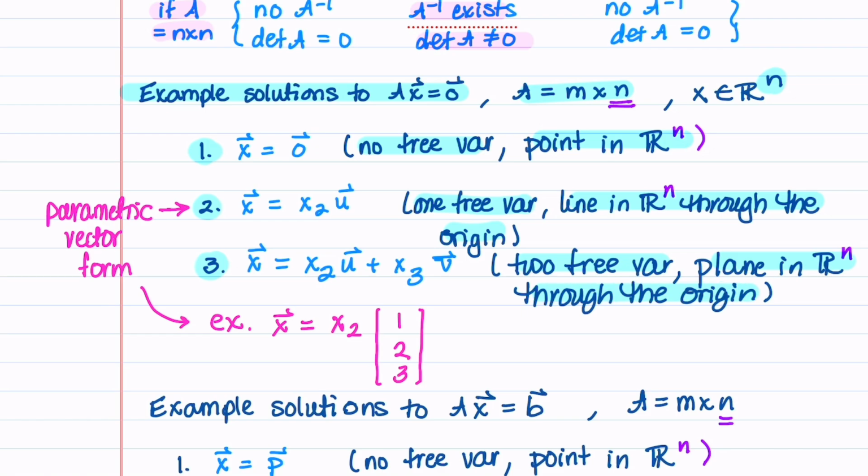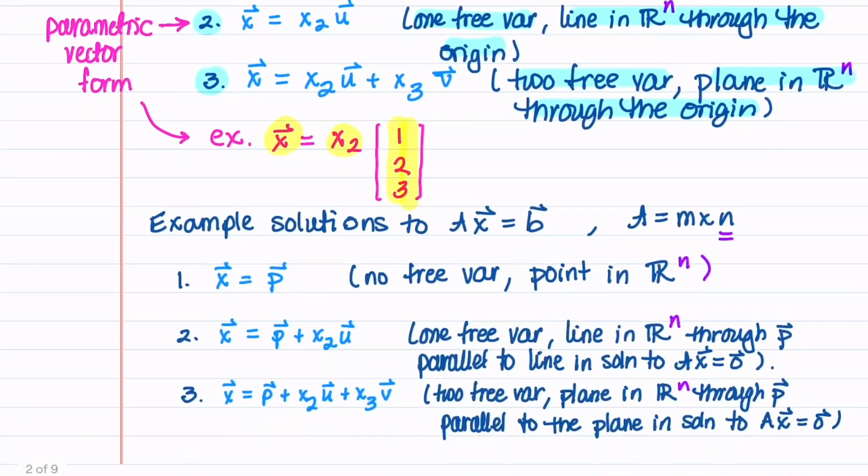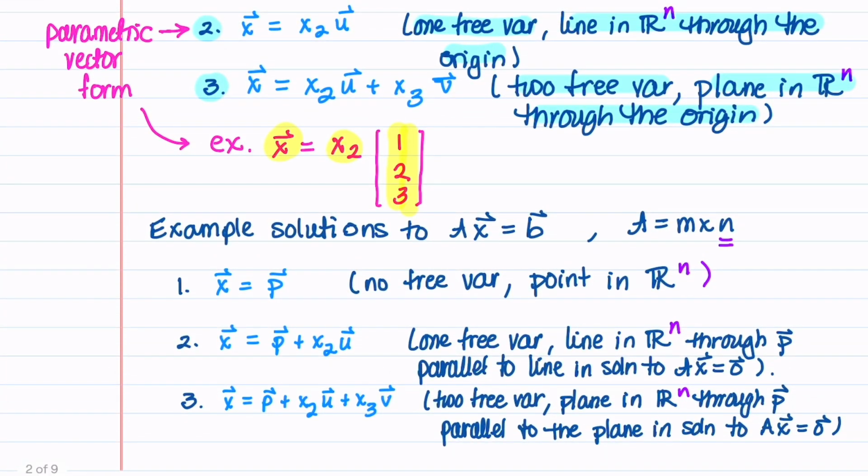These types of solutions are called parametric vector form. For example, if we have one free variable, the parametric vector form would look like this, where you have a parameter out in front, and then it multiplies a vector. Let's now look at example solutions to Ax = b. They're just like the ones that we saw up above for Ax = 0, but slightly different.